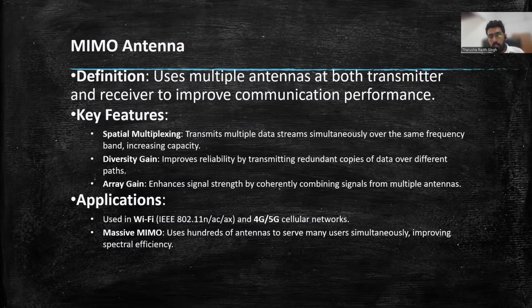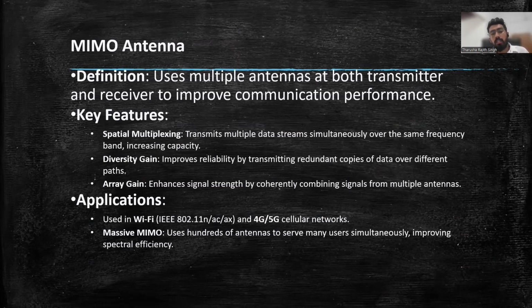So MIMO diversity gain improves reliability by transmitting redundant copies of the data over different paths. If one path is blocked or degraded, the receiver can still recover the data from another path, reducing the likelihood of errors. As for the array gain, by coherently combining signals from multiple antennas, MIMO systems can enhance the overall signal strength, improving the quality of the received signal.